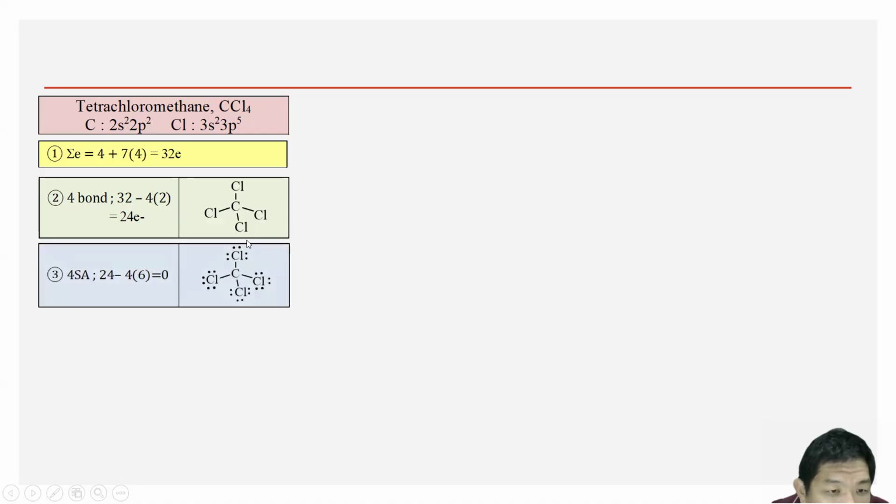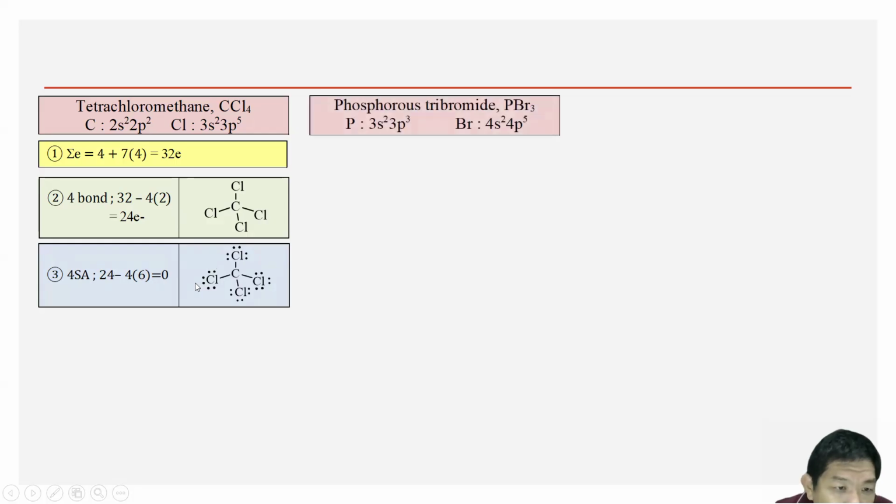So you put the surrounding atoms to become octet. So 4 surrounding atoms times 6 electrons, you have 24. So no more electrons. So that's why in step 3, since there are no more electrons, you do not need step 4. So that is how you draw CCl4. As for phosphorus tribromide, PBr3, phosphorus is group 15, 5 valence electrons, bromine is group 17, 7 valence electrons.